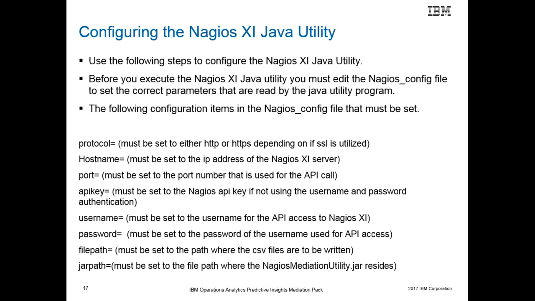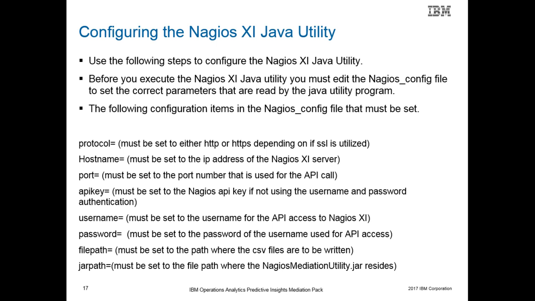This slide discusses the parameters that must be set in order to execute the Java utility. The parameters that are used by the Nagios XI Java utility are located in a file called the Nagios config file. The protocol parameter can be set to either HTTP or HTTPS depending on if SSL is used to communicate with the Nagios XI software.